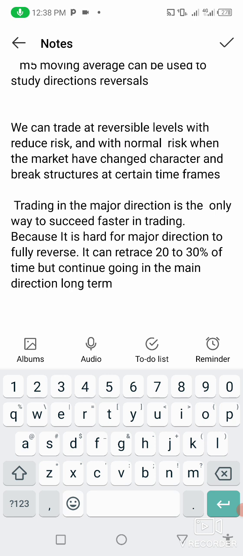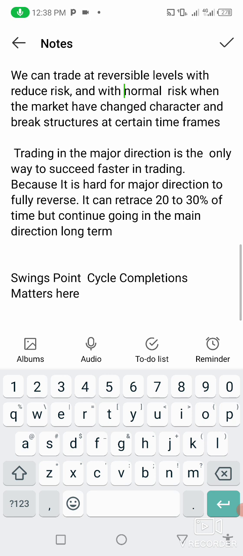Trading in the measured direction is the only way to succeed faster in trading, because it is hard for a measured direction to fully reverse. They reverse sometimes, but it's hard for them to fully reverse. They reverse 20 to 30% of the time, but the trend continues. Okay, the trend continues.